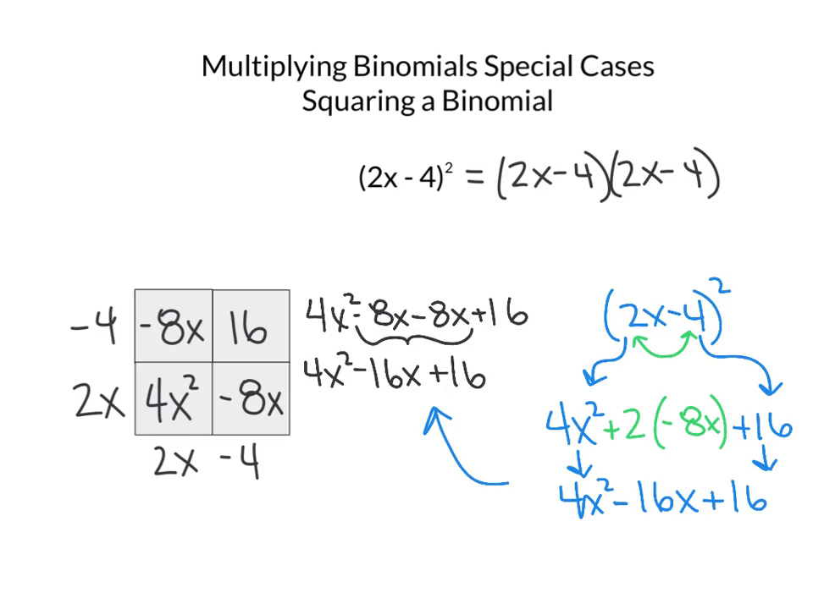And again, what you'll notice is that the product that we found using the box method and using the shortcut gave us the same answer. So let's move on to another example.